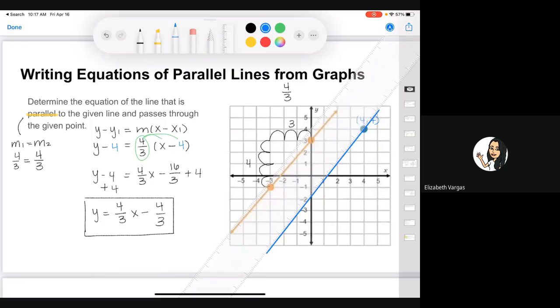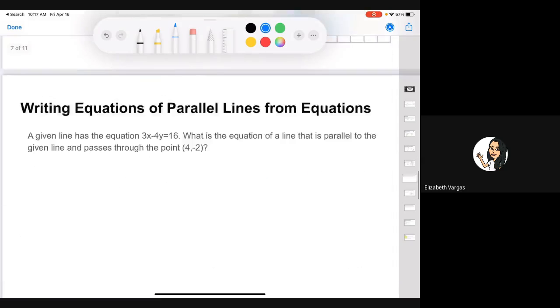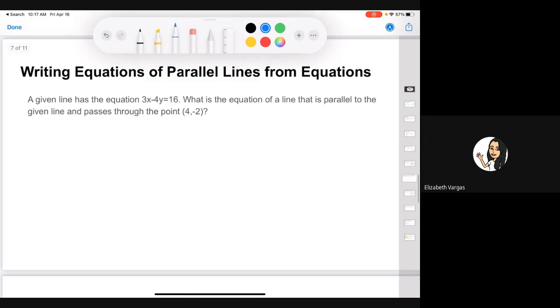So if I were to create a line which is parallel to my orange line, the equation of this line would be that equation that we just solved for. Any questions? No? Okay. So that is if we are given a graph.